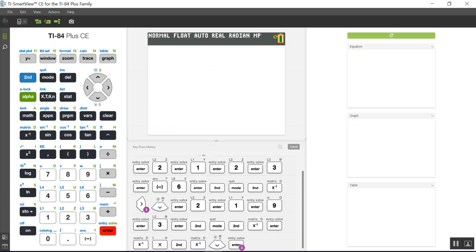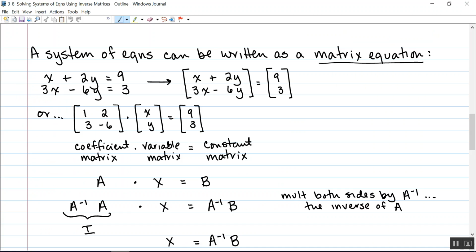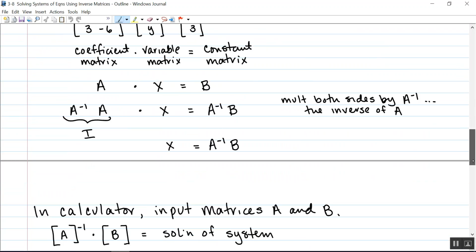And when I hit enter, I get a 2 by 1 matrix with a 5 and a 2 in it. Remember, this is my variable matrix where 5 is the x and 2 is my y. So the solution to this system of equations is x equals 5 and y equals 2. So let's do a couple examples.